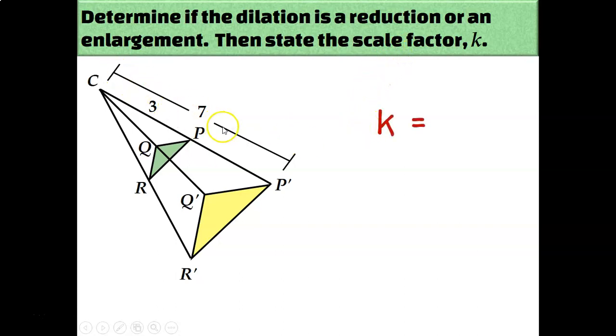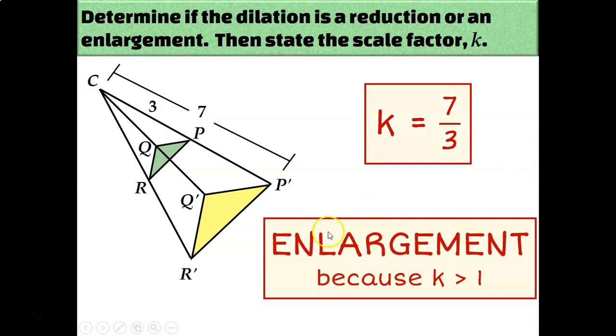K is equal to the new length, which is from C, the center of dilation, to P prime, so that's 7, over the old length, which is just from C to P, so that would be 3. Now 7/3 doesn't reduce, leave it as an improper fraction, that's totally fine. 7/3 is bigger than 1, so I will say that this is an enlargement.